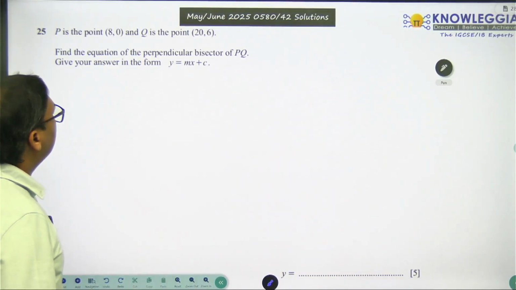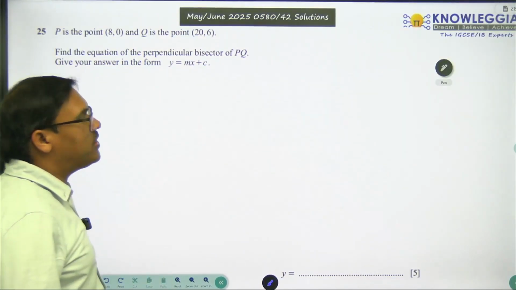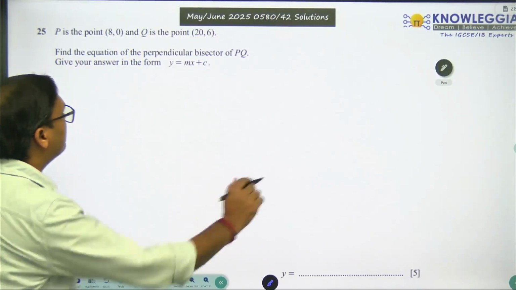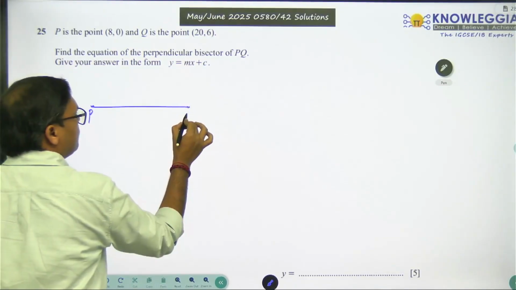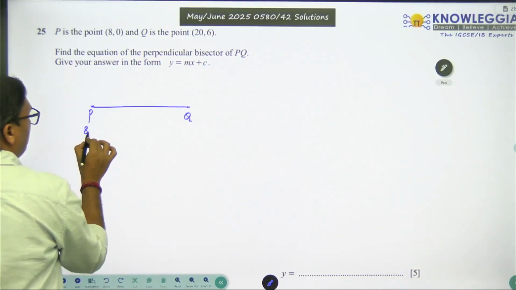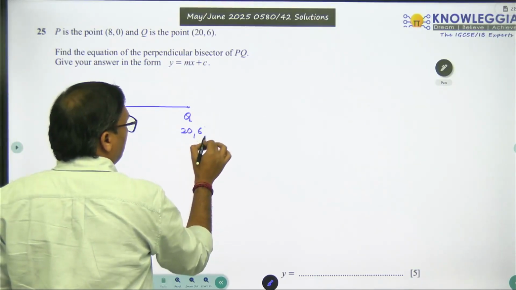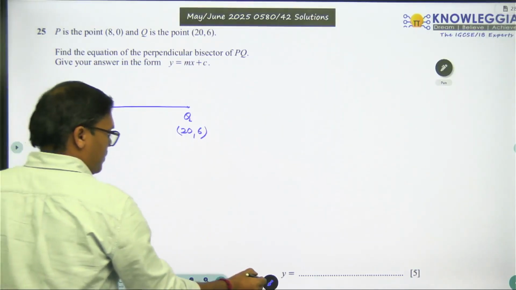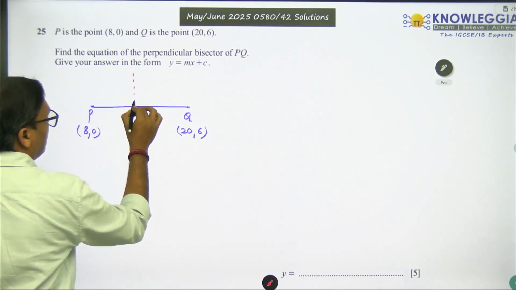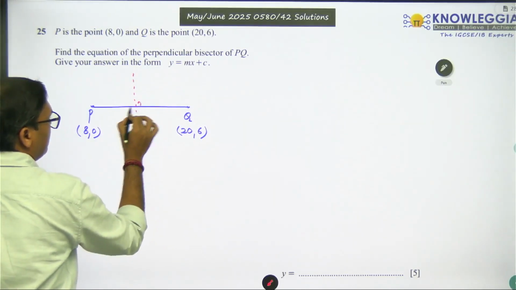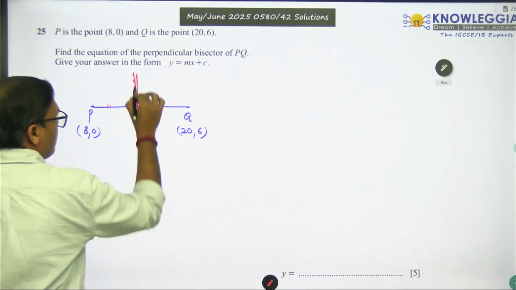Next question. P is a point and Q is another point. Find the equation of the perpendicular bisector of PQ. So let's say this is P and this is Q, whose coordinates are 8 comma 0 and 20 comma 6. You have to find the equation of the perpendicular bisector. Now this is a very standard question. Perpendicular bisector, that is bisecting, and it is perpendicular. You have to find the equation of this line.